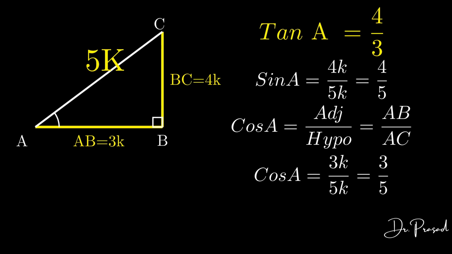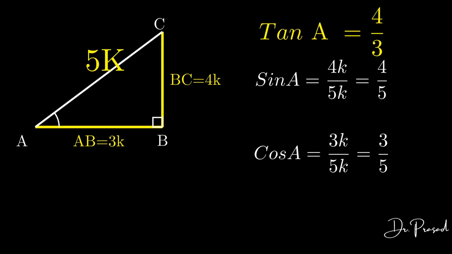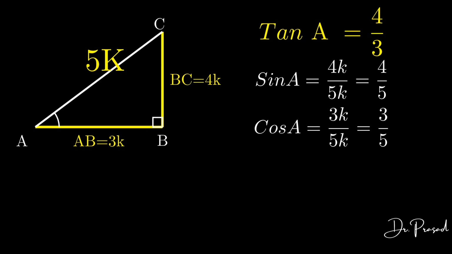In a real life problem, we usually know one side of a triangle and one trigonometric ratio. From that, we can figure out all the information about the triangle. We can actually find all the angles as well, but let's take it easy and we will discuss that in some other video.